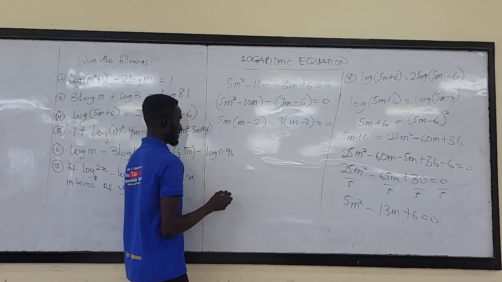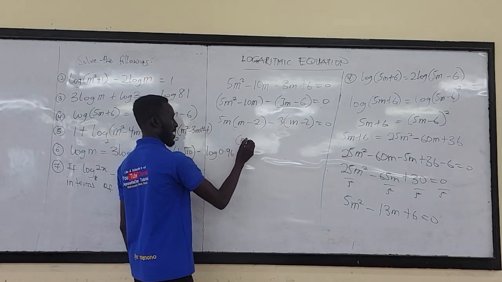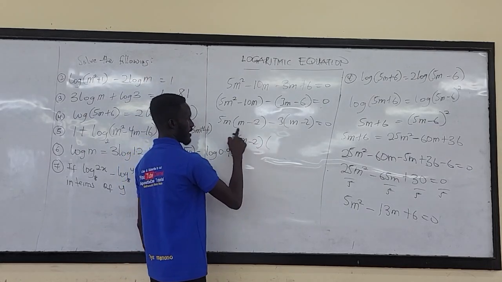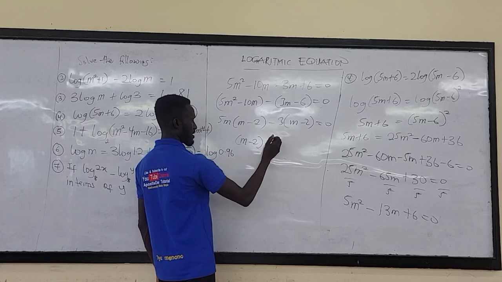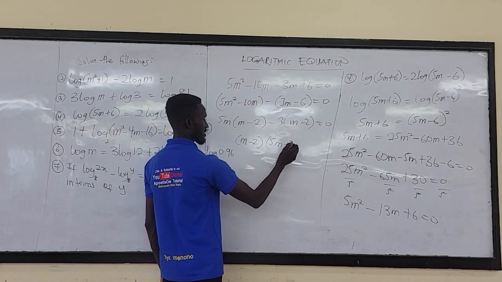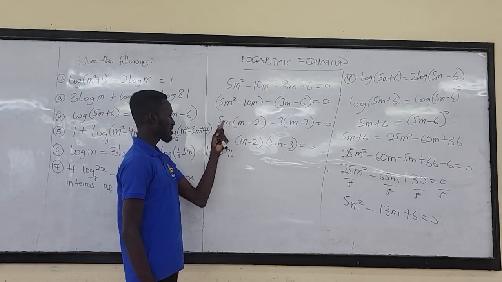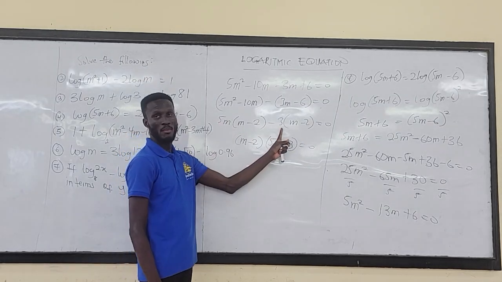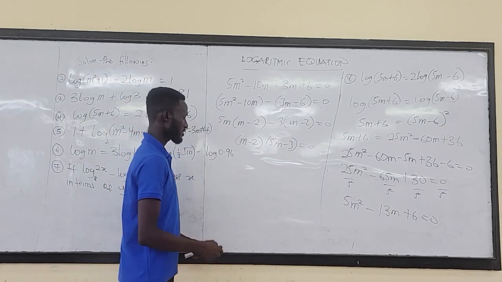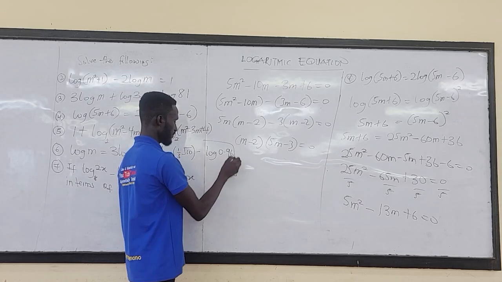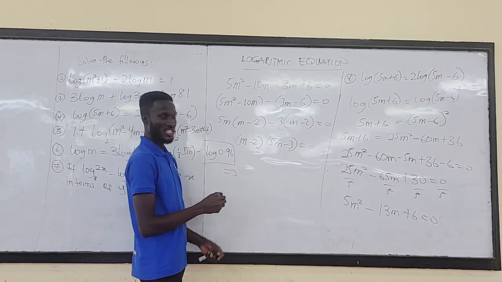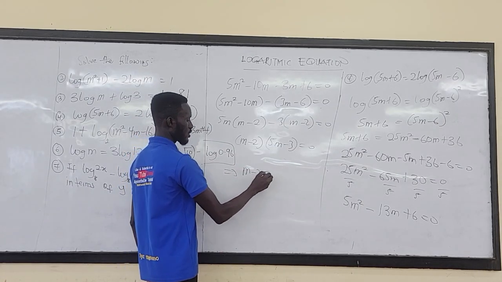Okay, so we further factorize. We have m minus 2. And then in the bracket we have this one and this, 5m minus 3 equal to 0. So when I factorize this one, it will be left with 5m, then here will be minus 3. So it is further factorization. Now at this point, we take the first bracket, that is m minus 2 equal to 0.